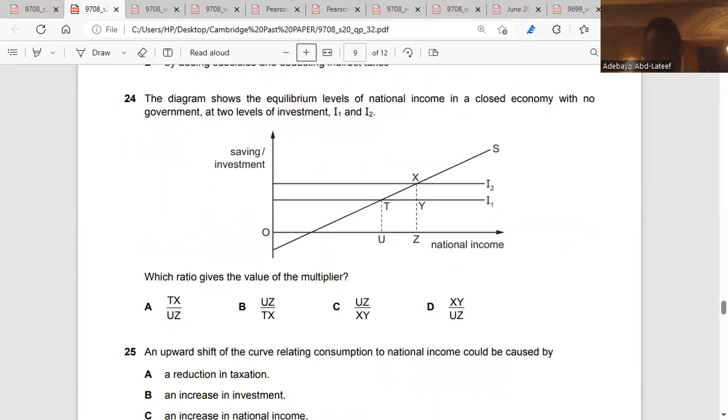24. They said multiplier effect. The formula for multiplier effect is change in national income over change in investment and savings. So change in national income is UZ, and change in investment is XY. So it is UZ over XY.